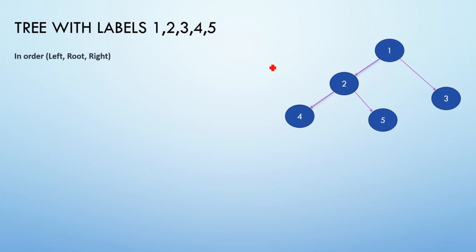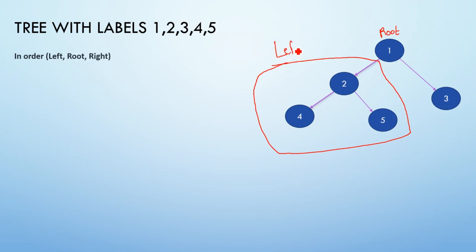So in this example, as you can see, this is the root node. The left child for this is this one. This is the left child. And this is the right child. In the leftmost child, we have again left, right and root. So this is the left, root and right child.